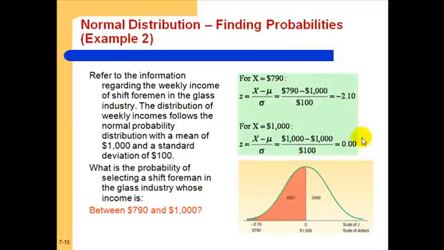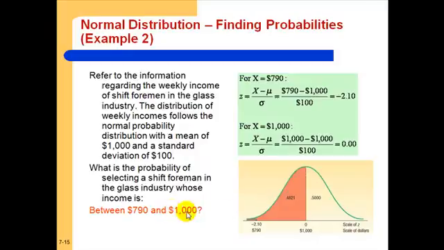Okay, for another example, still using the same question regarding the weekly income of shift foreman in the glass industry. The distribution of weekly incomes follows a normal probability distribution with a mean of 1,000 and a standard deviation of 100. What is the probability of selecting a shift foreman in the glass industry whose income is between 790 and 1,000? So again, the first step, find out the z-value for these two numbers.